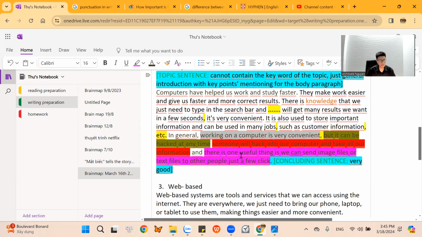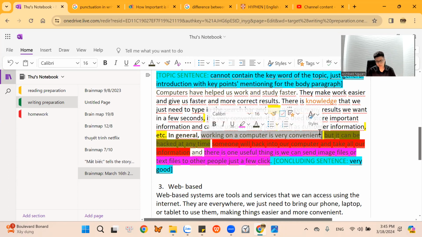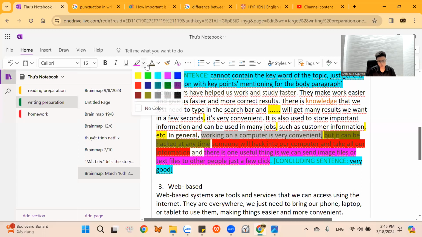And please remember the rule. You cannot combine two sentences together with a comma. And you cannot combine sentences together with no connection words. Here, okay, let's find out everything in this sentence. In general, working on a computer is very convenient, but before but, we don't use a comma. A comma here is so wrong.